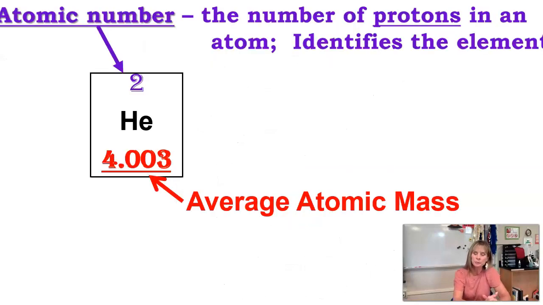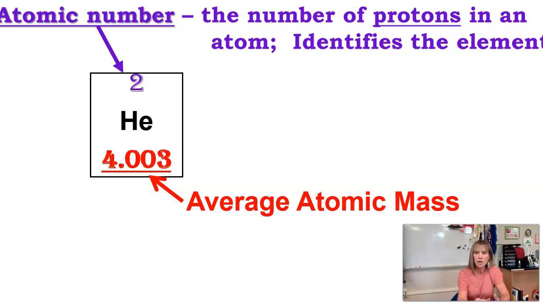The atomic number. So this is a box off the periodic table. The atomic number is a whole number, and it's going to be at the top, and that tells you the number of protons in an atom. It identifies the element. Every element has a different number of protons, and it's very unique to that atom. So anything that has 2 protons has to be helium. Anything that has 1 proton has to be hydrogen. Okay, and so on and so on. At the bottom of the box on the periodic table for helium here, you see the average atomic mass.